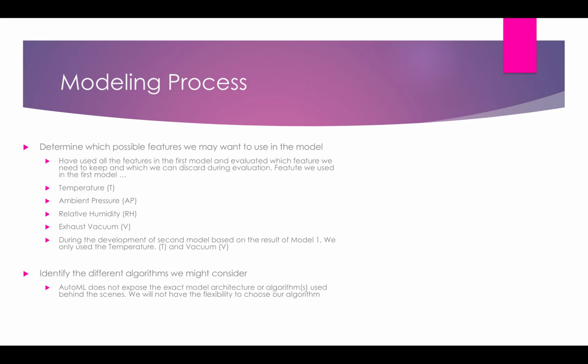We have created two models. The first model was generated using all the features available, that is temperature, ambient pressure, relative humidity, and exhaust vacuum. And based on the result, we have created a second model where we have reduced the features. We have used only two features, that is temperature and vacuum.